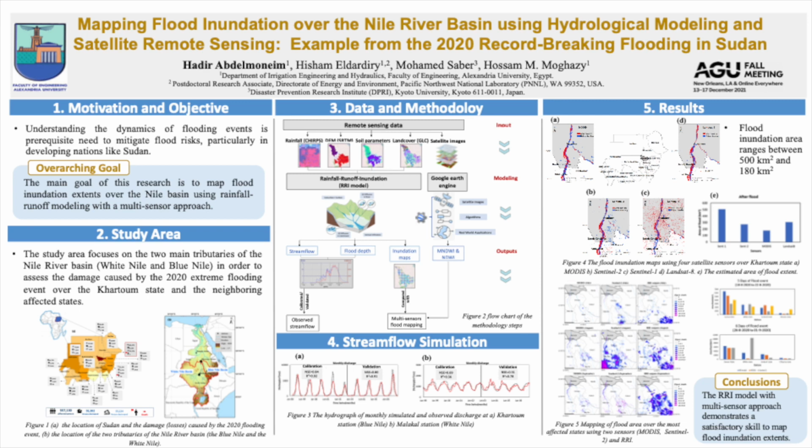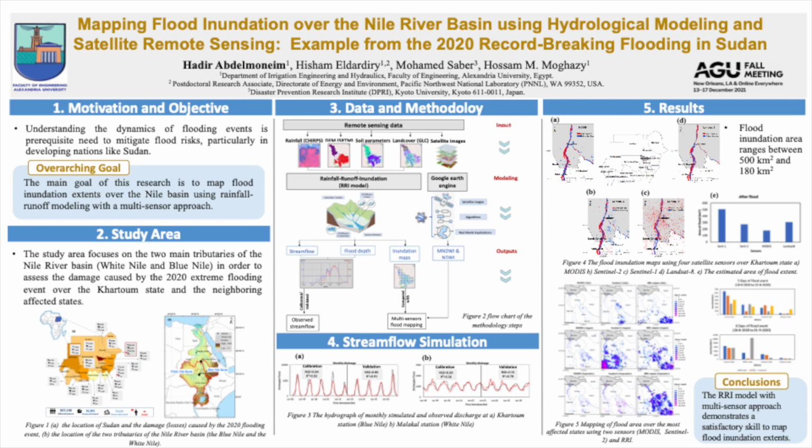Also, the stream flow was calibrated and validated with the observed stream flow, revealing a reasonable performance at two basins, the White Nile and the Blue Nile as well.